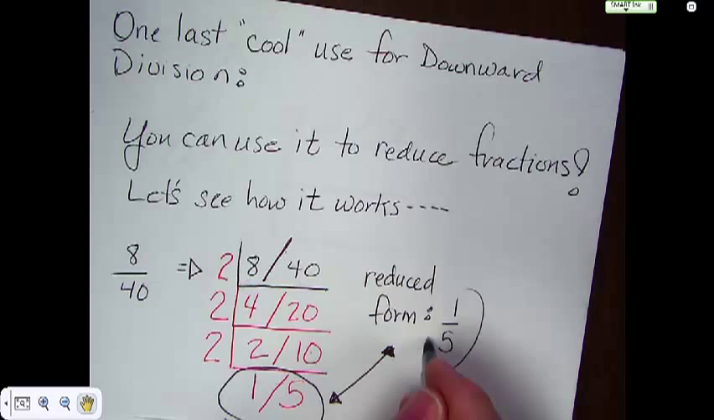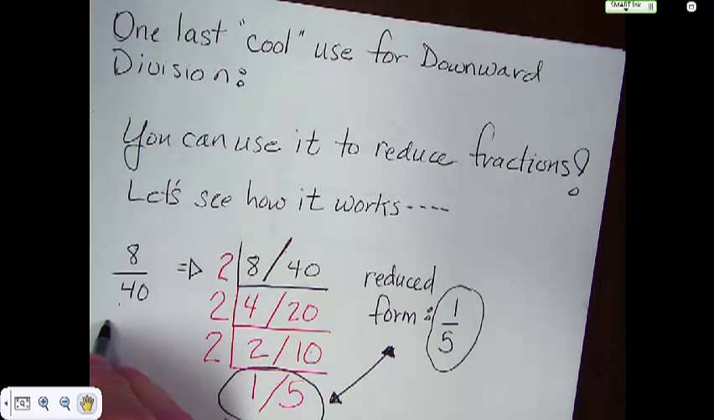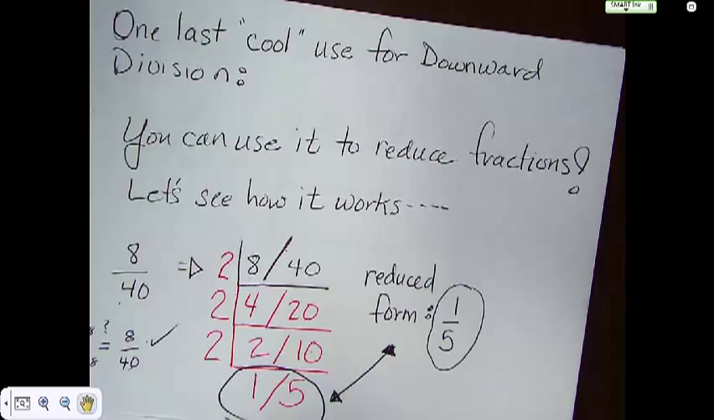8 fortieths equals 1/5. And if you don't trust that, you can sit over here and go, okay, 1 over 5, does it equal 8 over 40? 5 times what is 40? 5 times 8. So you have to do the same thing to the top. 1 times 8 is 8. Ah, by golly, they are right.